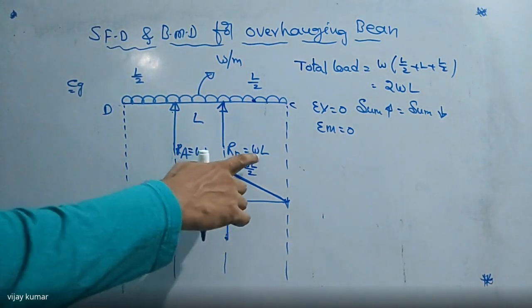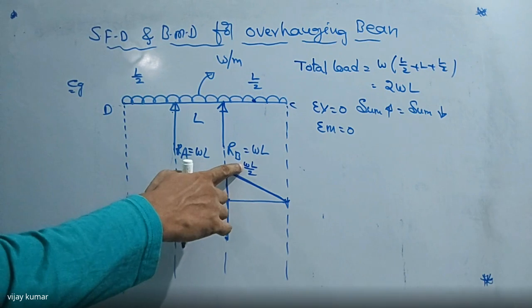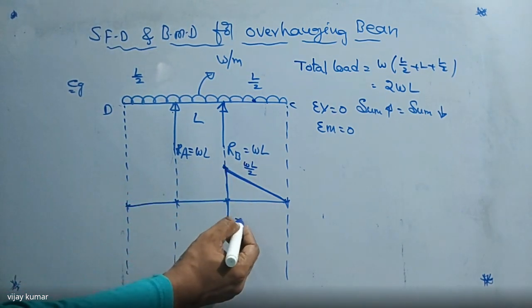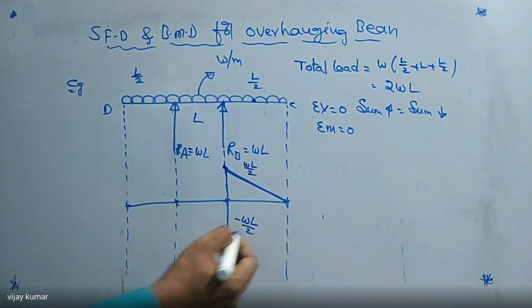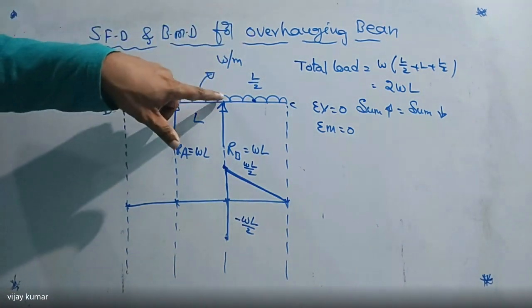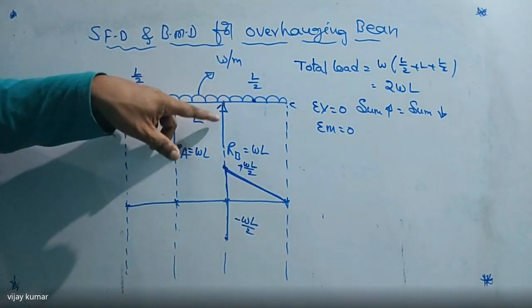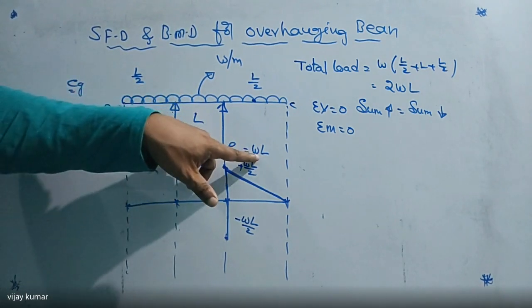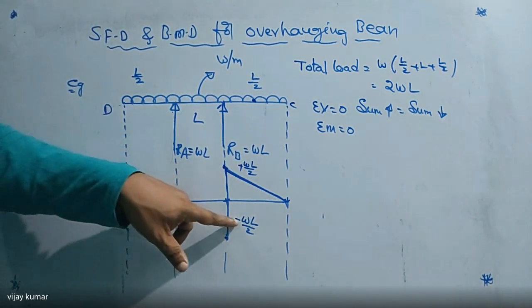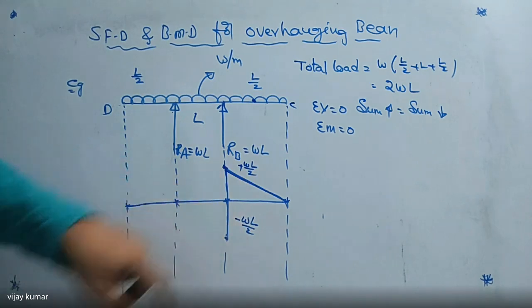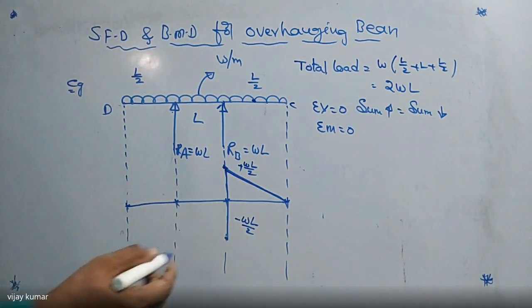Why? Because this is negative and this is positive. So here we get minus WL by 2. Why? Because up to this one the shear force is plus WL by 2, and here another force is also there, that is minus WL. So minus WL plus WL by 2, we are getting minus WL by 2. Then we can get it like this.